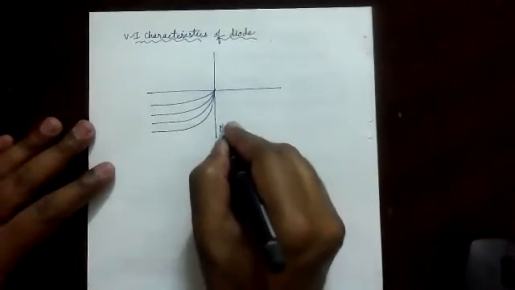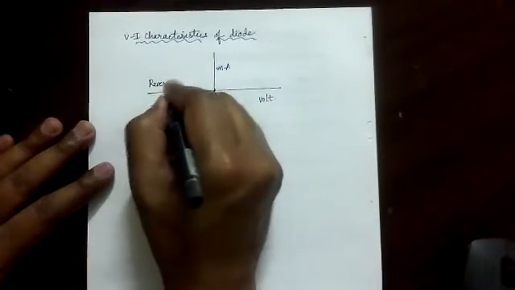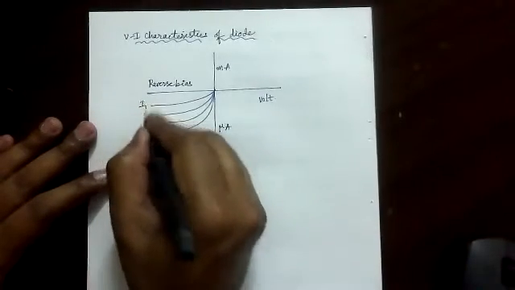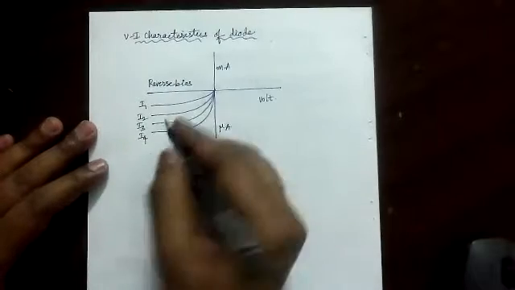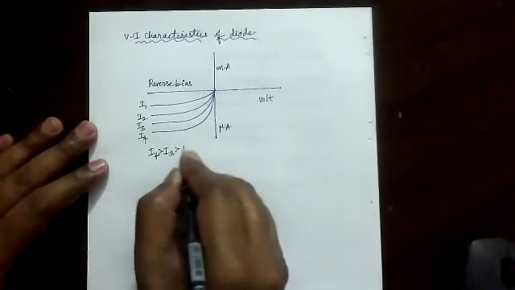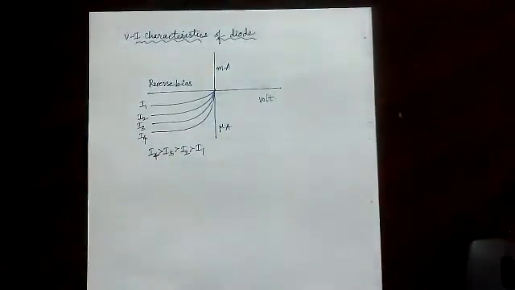Okay, so this is a microammeter, this is a milliammeter, this is a voltmeter, and this is reverse bias. And this is I1, I2, I3, I4. These are the intensities. Okay. Here I4 is greater than I3, which is greater than I2, which is greater than I1. So these are the illumination intensities for different cases.